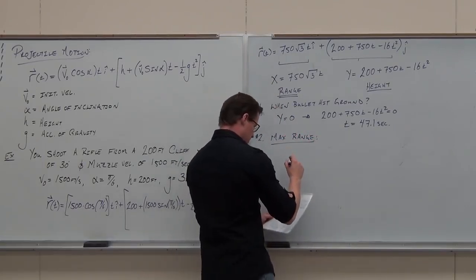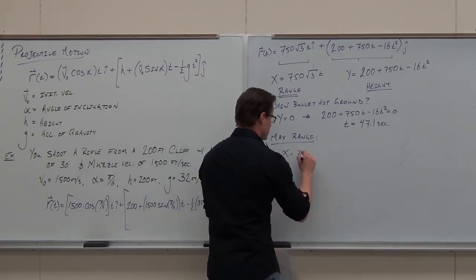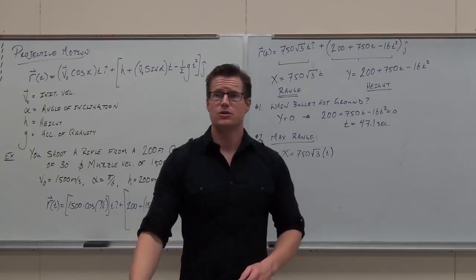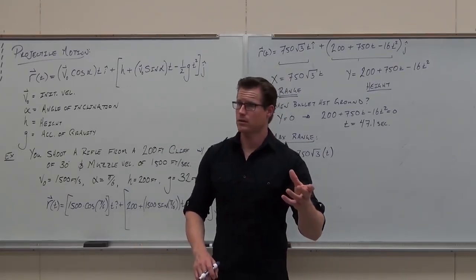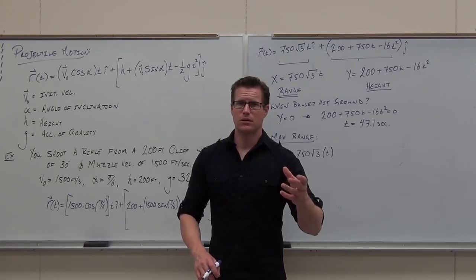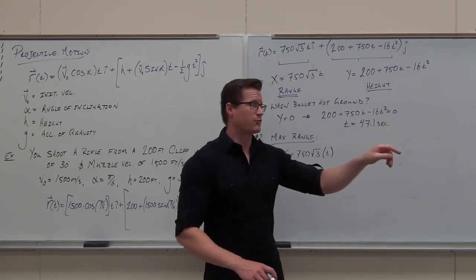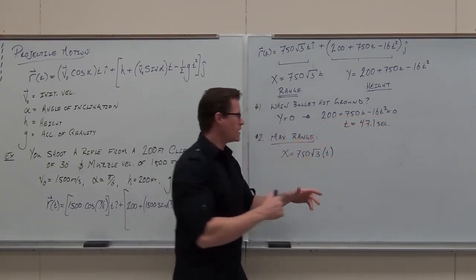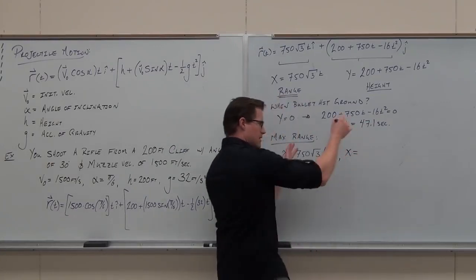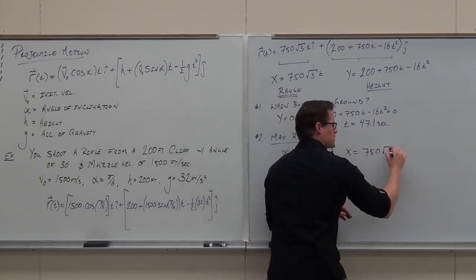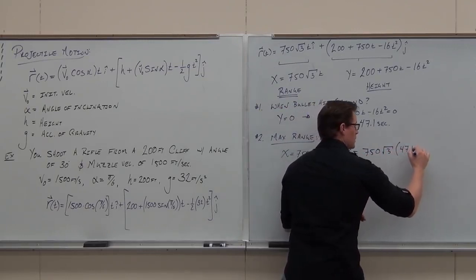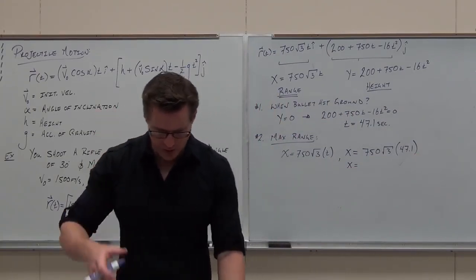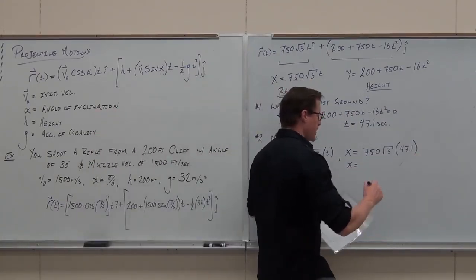X gives us the range. Hey, do you know when the bullet's going to hit the ground? After how long? Then that is the maximum amount of time it's going to be in the air. If we take when it's going to hit the ground and plug it into how far it goes, we're going to get maximum range. So there's no calculus. It's just, take that time, plug it into the range, and we get, I've done it for you, 61,185 feet approximately.